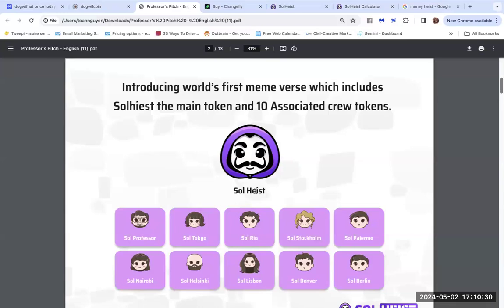When I first learned about this project, when someone presented it to me, I thought to myself, okay, what makes this project very unique?